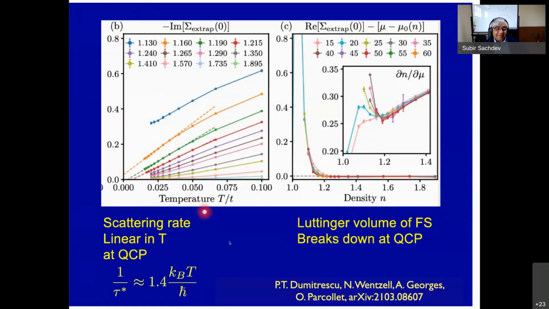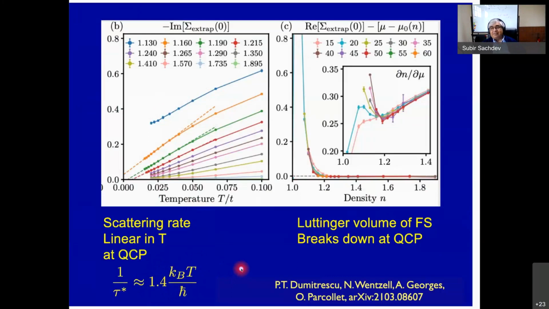And they indeed find this 1 over tau goes as k T over h bar, even with a coefficient which is very close to what's seen in the latest angle-dependent magnetoresistance experiments. I'm not sure we should put that much significance to that. We need to really study how system-dependent that is before we get excited about that 1.4. Probably it's just an accident.